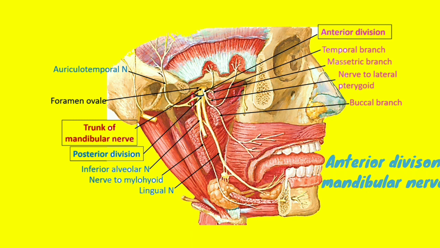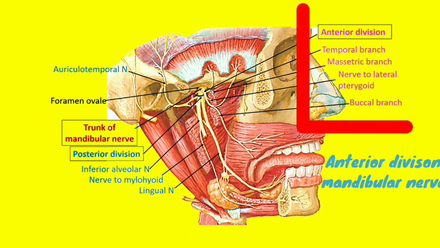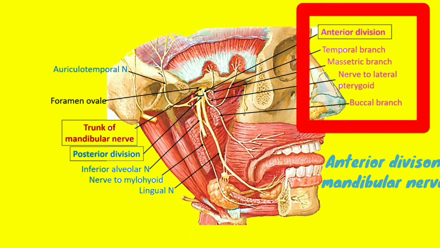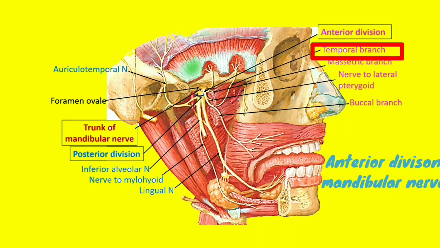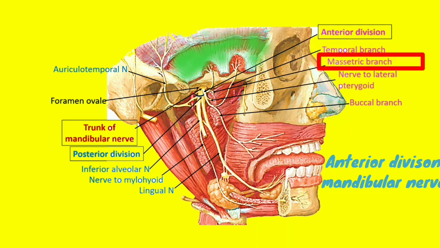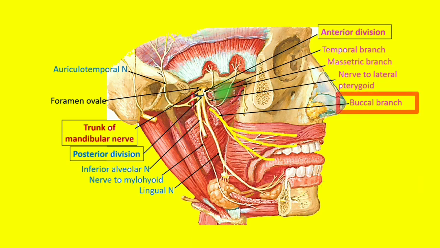Now let us try to understand the anterior division of the mandibular nerve. This is basically motor in nature. It supplies the temporal branch to the temporalis muscle, the masseteric branch to the masseter muscle, and the buccal branch, which is sensory in nature, to the buccal mucosa of the cheek.